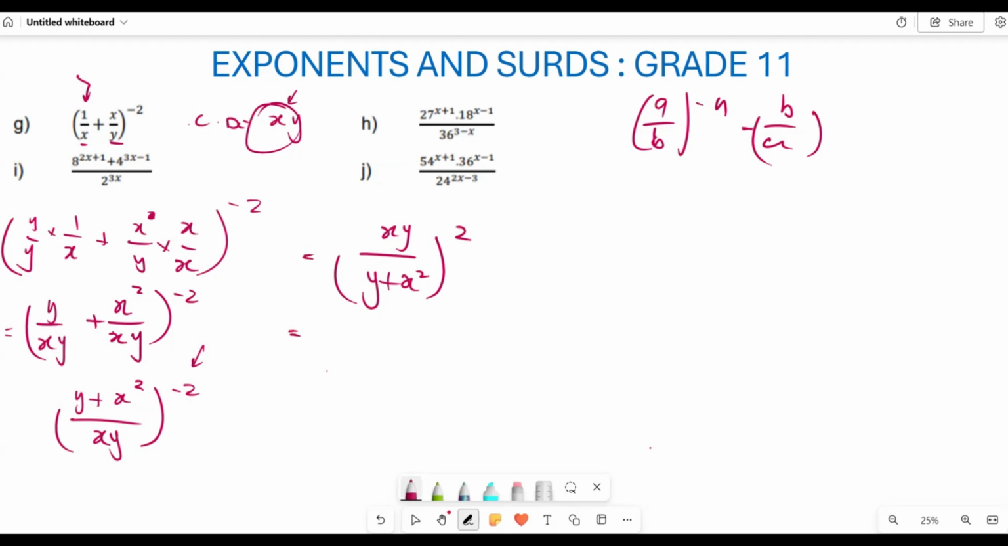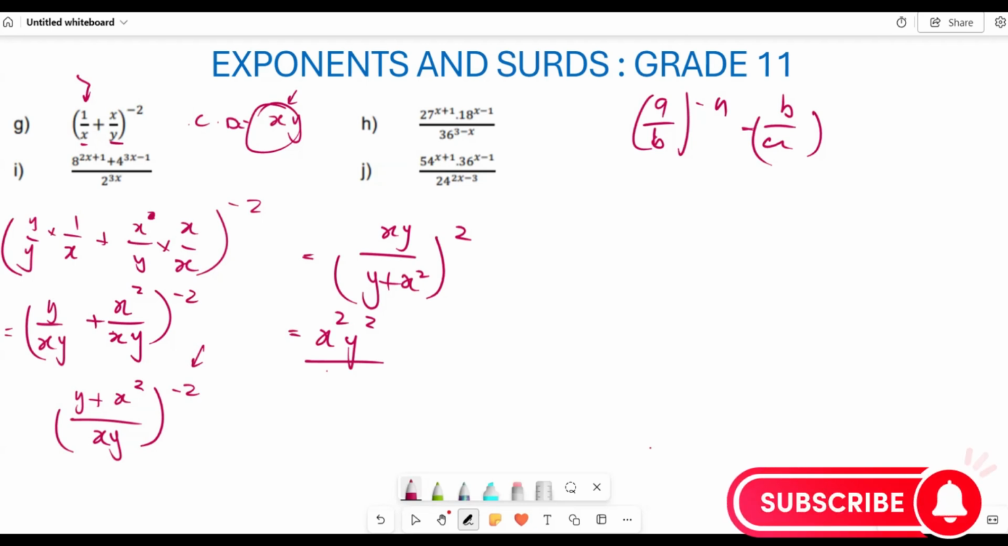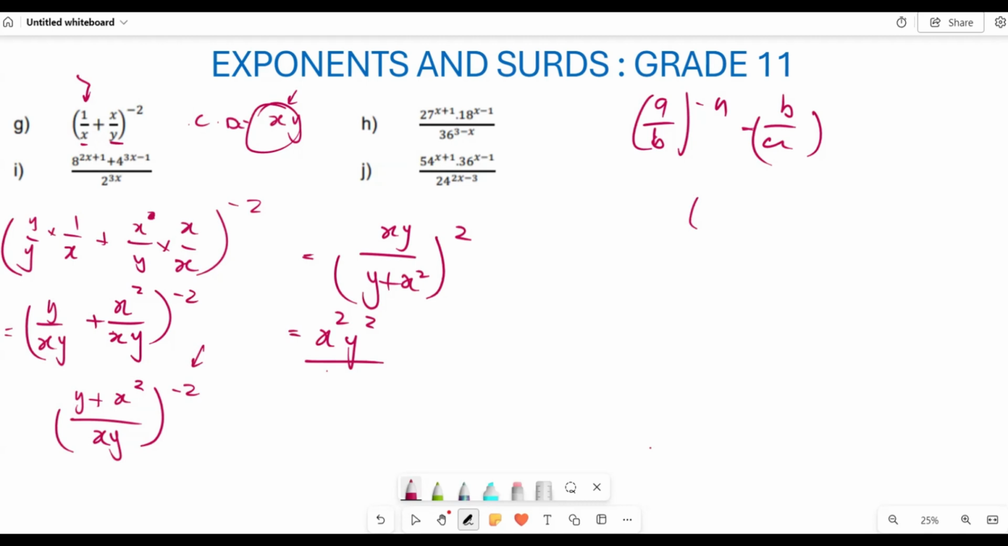Squaring it, this is going to be x squared, this is going to be y squared, divided by, now what is it that you're going to have here? Now, look, I want you to look at this. This is the same as what? This is not what we are thinking. This is actually the same as y plus x, all squared, right? So which means this is two brackets of the same thing, right? And if these are two brackets of the same thing, what is it that you're going to do?